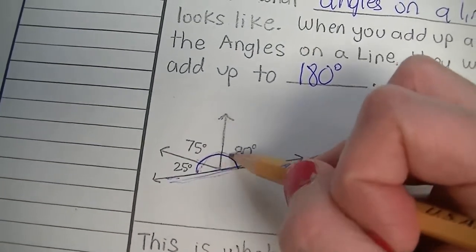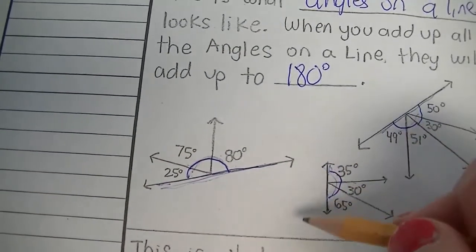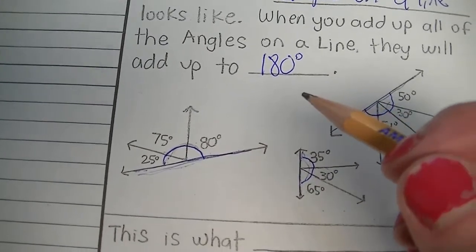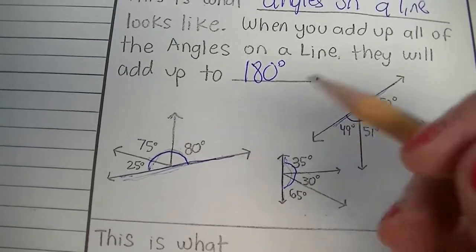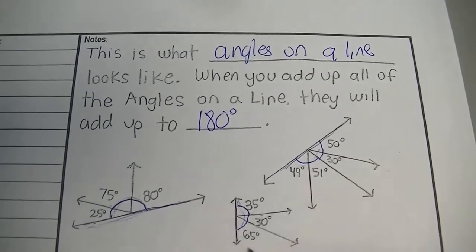Another thing that could also help you think about this is when you connect all their arcs, see the shape that's formed? It's half a circle. And since a full circle has 360 degrees, half of a circle would have 180 degrees. Okay? So that's what angles on a line look like.